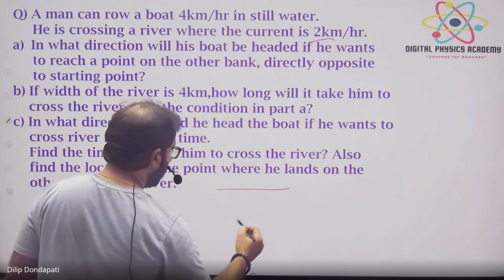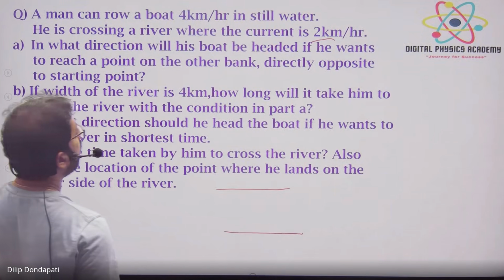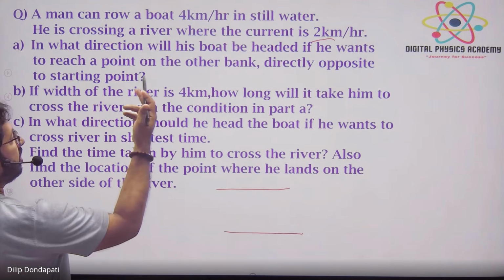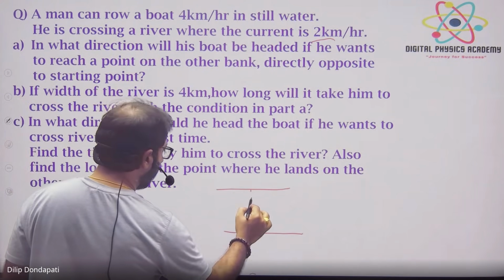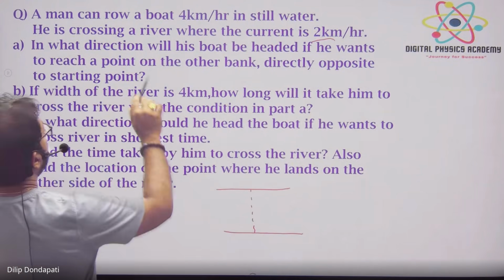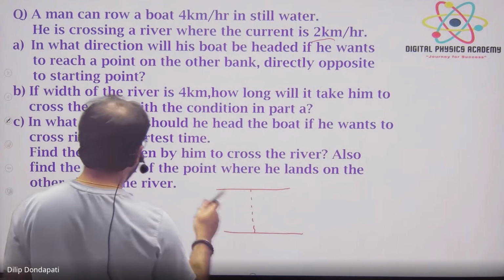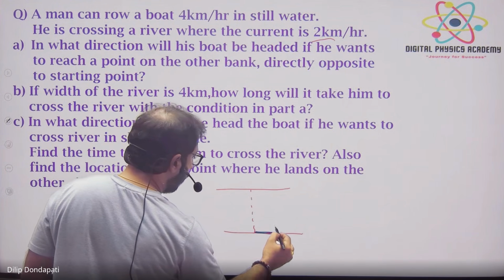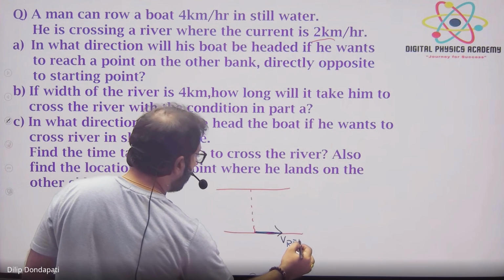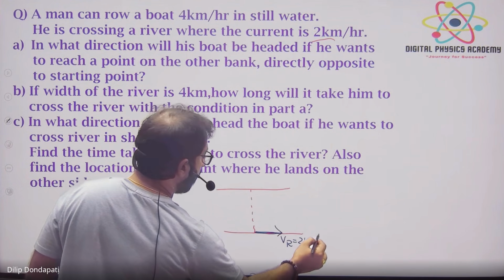This is the river. A man rows a boat, but which direction we don't know. First, don't put initially which direction you're saying. Okay, this is a vertical direction, right? River speed, how much is given? River's speed VR is 2 kilometers per hour.